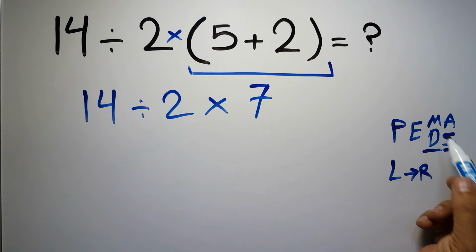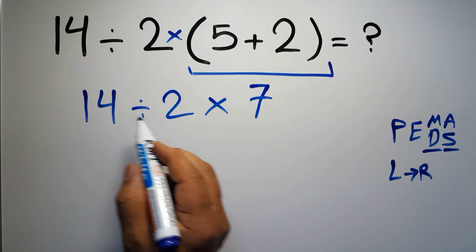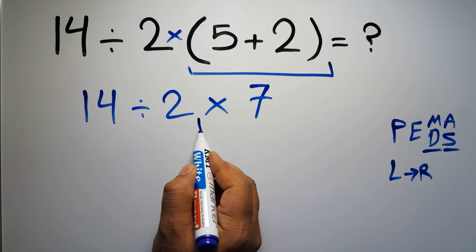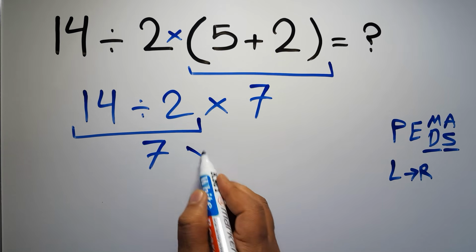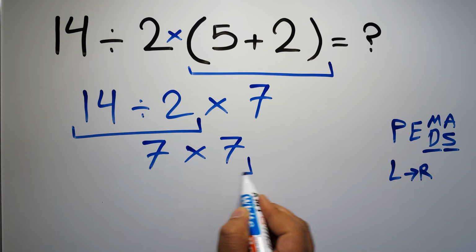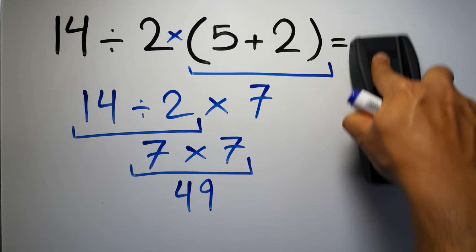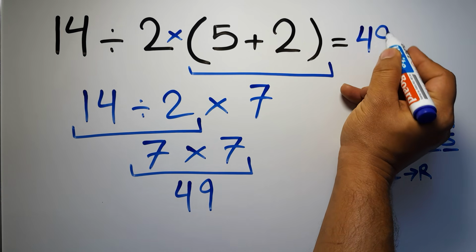As I said, multiplication and division have equal priority and we have to work from left to right. So here, first we have to do this division. 14 divided by 2 equals 7. So 7 times 7, which equals 49. And this is our final answer to this problem. The correct answer is 49.